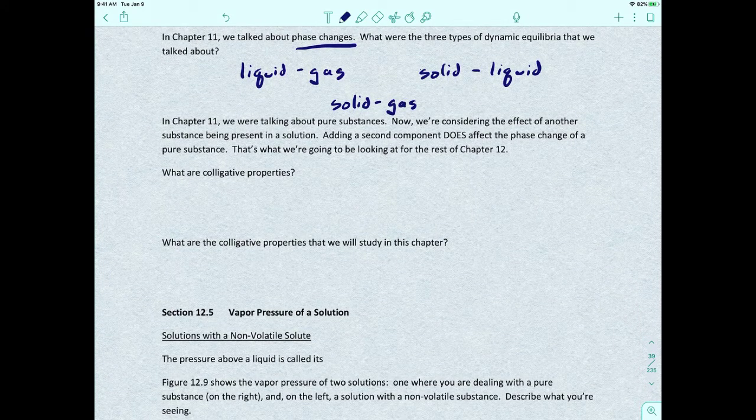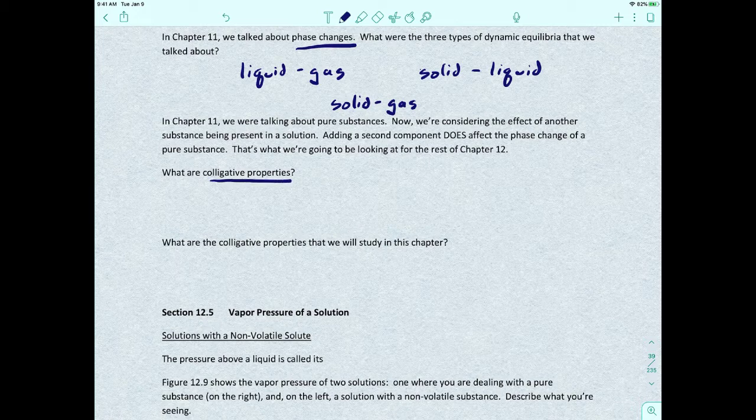Now we also talked about pure substances. And what we're also going to do now is talk about substances that are present in a solution. Adding a second component does affect the phase change of a pure substance. And that's what we're going to be looking at now for the rest of this chapter. These are called colligative properties.